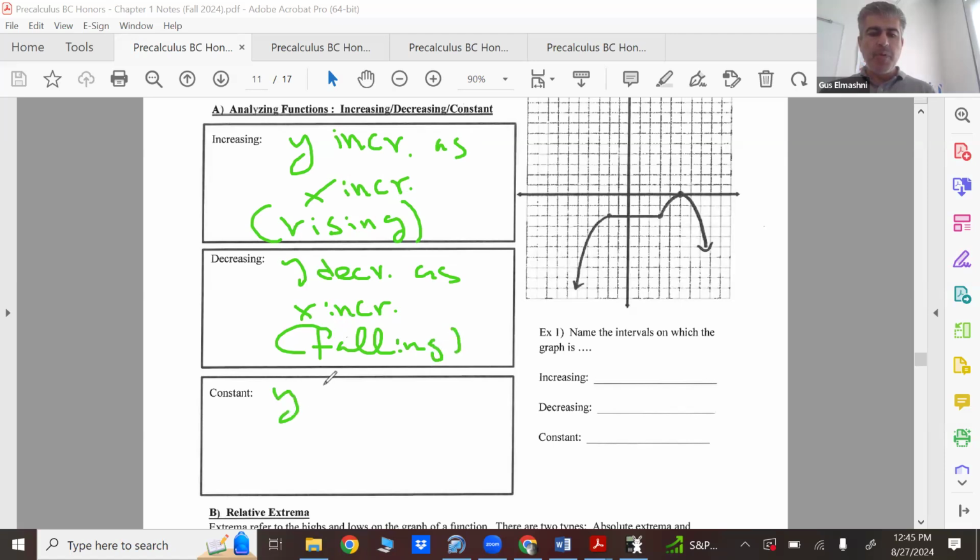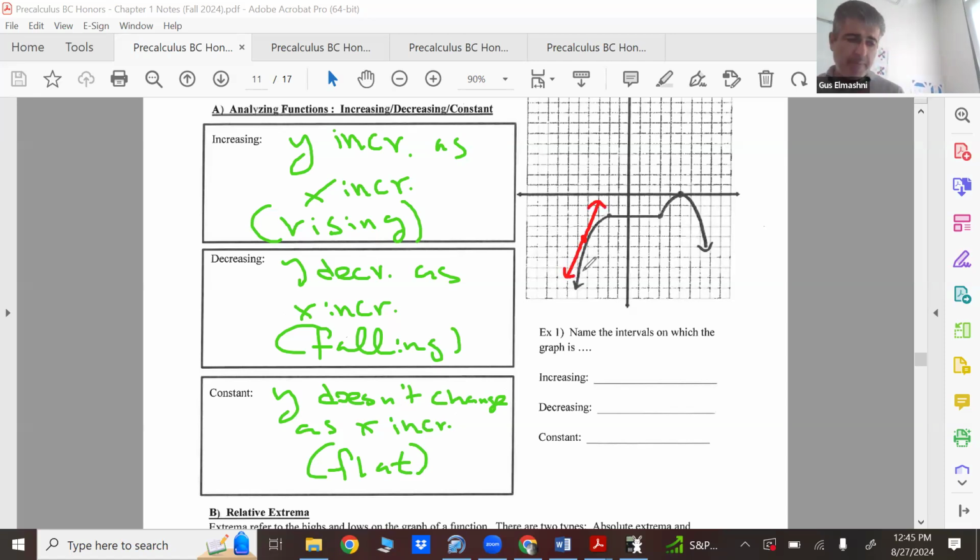Here, y doesn't change as x increases. So the graph is flat. Another way you can think about this, using kind of a calculus explanation: what if I drew a line that's tangent to the graph? You guys know what tangent lines mean?